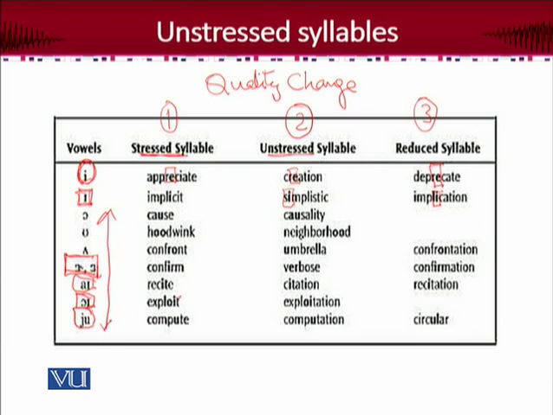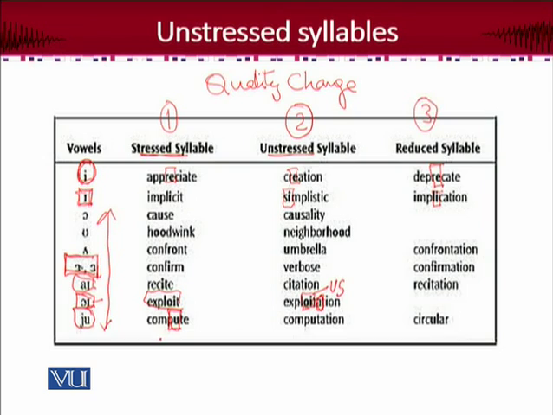Like exploit. Here the oi diphthong is on the stressed syllable. And then how is it different in exploitation, when it is part of an unstressed syllable? In this word the stress is on A, and this diphthong is unstressed. So how is this unstressed diphthong changed in quality, how is it different from when it is stressed? And there are other possibilities like compute, the eu diphthong, which is again a feature of American English.